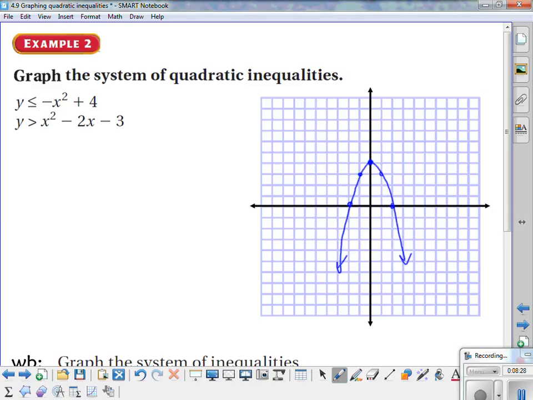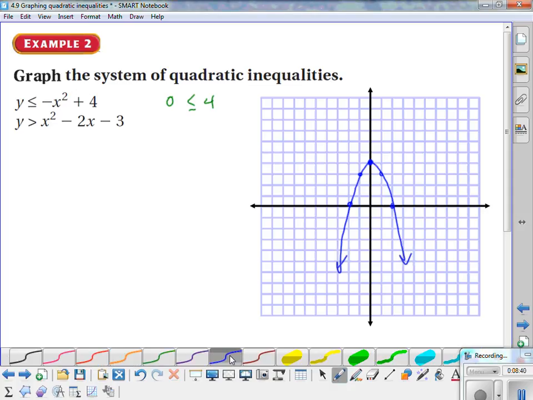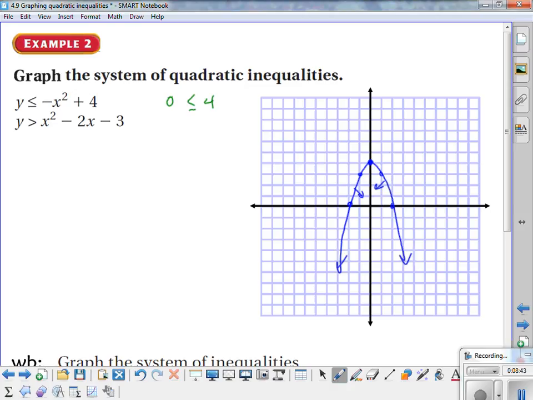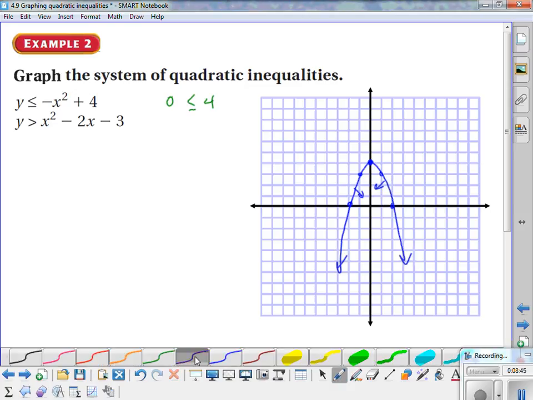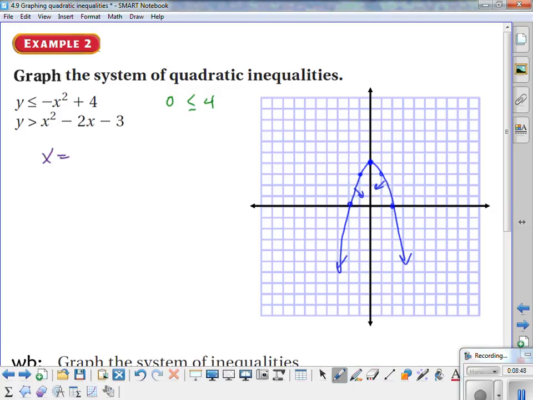Okay, and so if I test 0, 0 on that one, I get 0 is less than or equal to 4. Is that true? Yes. So I know that I'm going to be shading under that one. Okay. All right, then for my other one, negative b over 2a, I get a positive 2 over 2, so 1. So my axis of symmetry is at x equals 1. And so if I plug that in, y equals 1 squared, which is 1, minus 2 times 1, which is 2, minus 3, and that comes out to -4. So the vertex for my second one is at 1, -4.